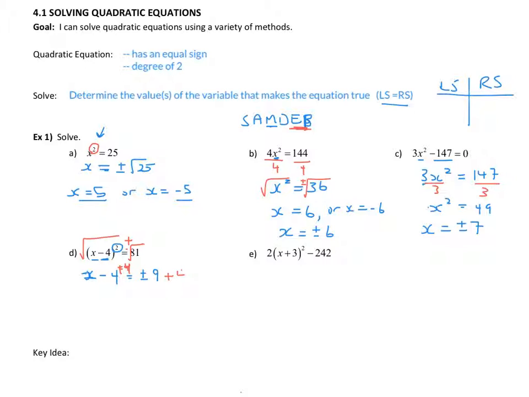I did not leave myself enough room for that. We end up with x by itself on this side, and we have plus or minus 9 plus 4. Now we'll never leave it like that. We're going to actually evaluate. So there's two answers again to this.